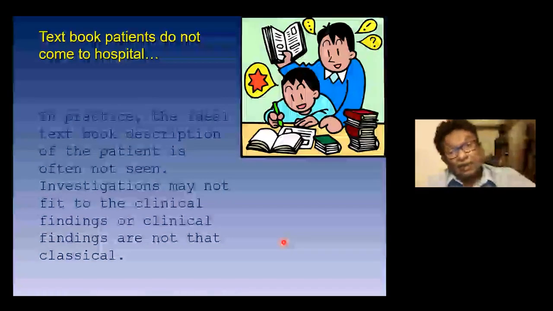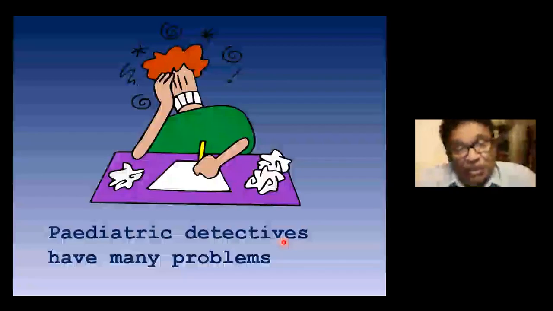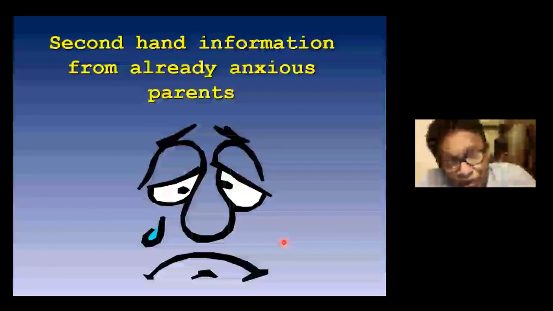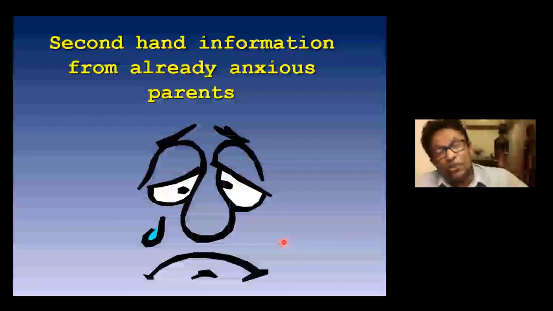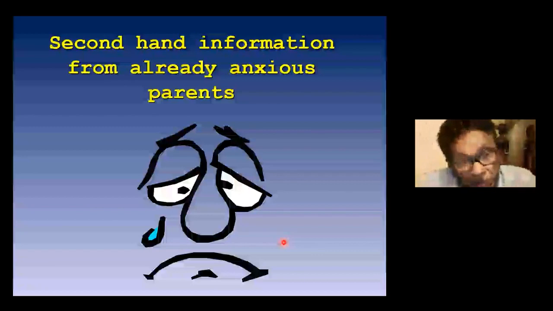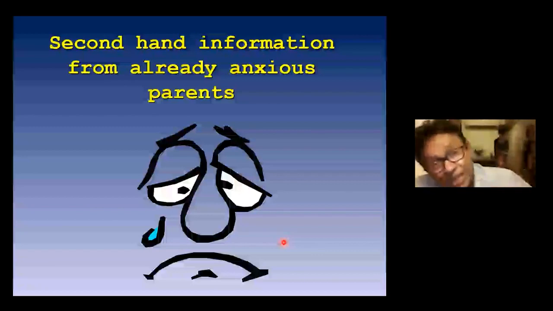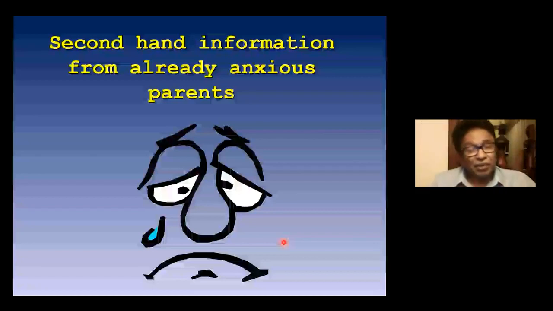The second important thing in pediatric practice is it's extremely difficult. Everything is difficult in pediatrics, because you are not getting first-hand information, because you cannot talk to the child often. If a child is less than 2 years, you may not be able to speak to the child properly. So you are getting second-hand information. Unlike in adults, you are getting second-hand information from already anxious parents. So she will add a little bit of salt and pepper to the story.